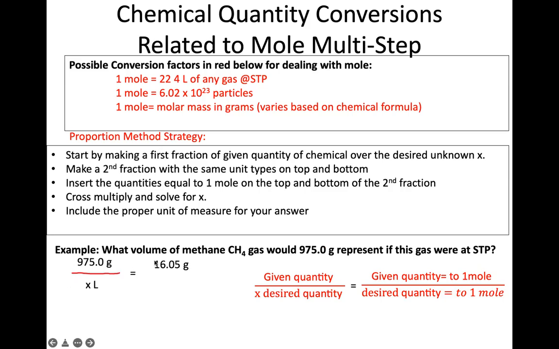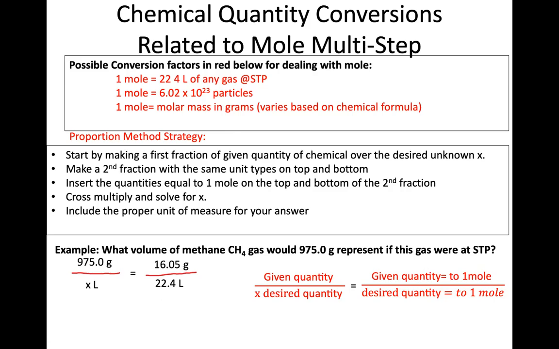So where did I get 16.05 grams? Well, that's the quantity equal to 1 mole when we are dealing with a mass. Grams is a mass quantity. We need to recognize that. So 16.05 comes from adding up the mass of 1 carbon and 4 hydrogen using the periodic table. And what goes on the bottom then is the liter quantity equal to 1 mole. Notice the fraction on the right shows quantities equal to 1 mole.